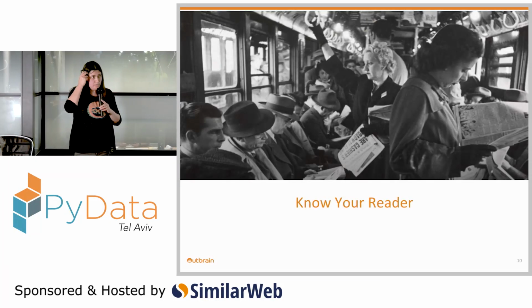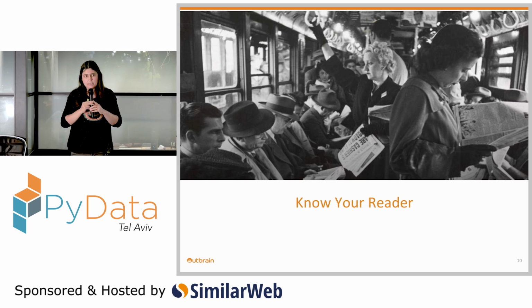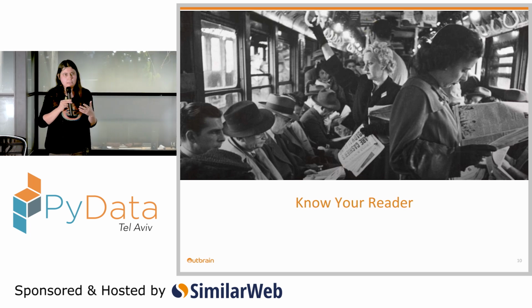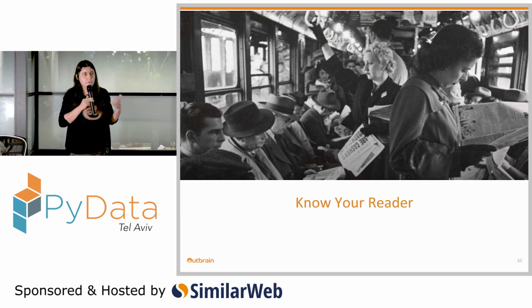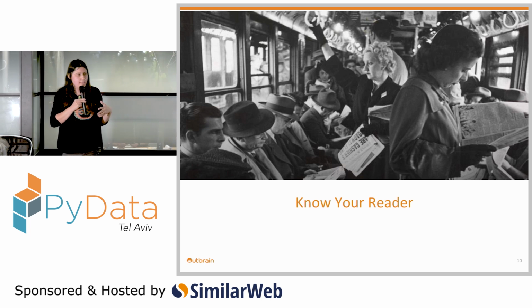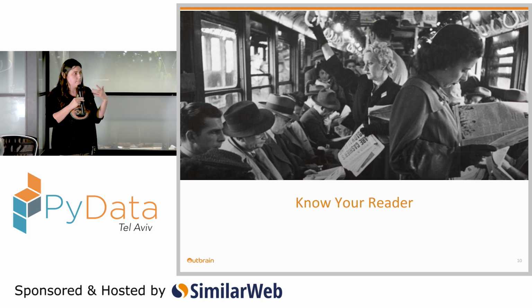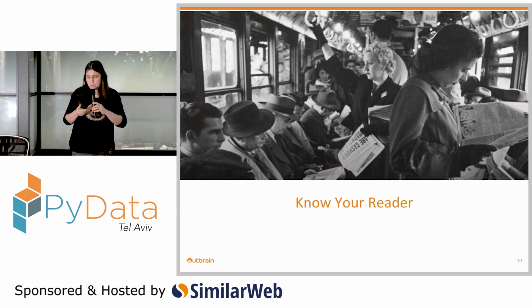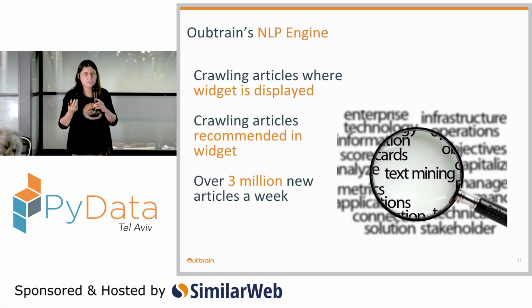Okay, so before we dive into the system itself, let's talk about our data. What kind of data we're using. First and foremost, we want to know our users. We want to get to know the users so that we can recommend relevant content to them. And essentially, the way we know these users is by looking at what articles they're reading, what content they are consuming. So this means that we need to fully understand what's happening within this content.